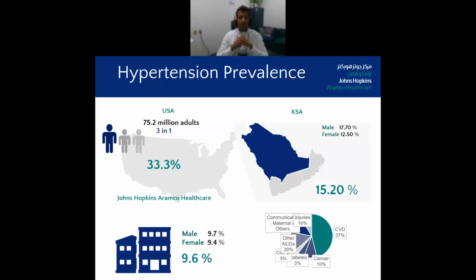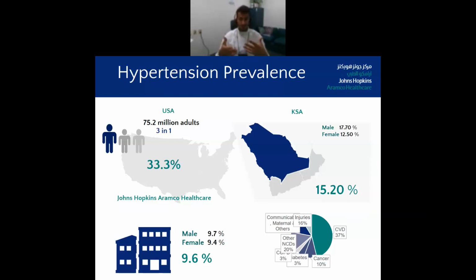So let's get to the facts and figures of hypertension prevalence. In the US, 75 million adults are diagnosed with hypertension. So almost 33% of the population are hypertensive. So 1 in every 3 people is hypertensive. Numbers in Saudi show that 15% of the Saudi population are hypertensive.